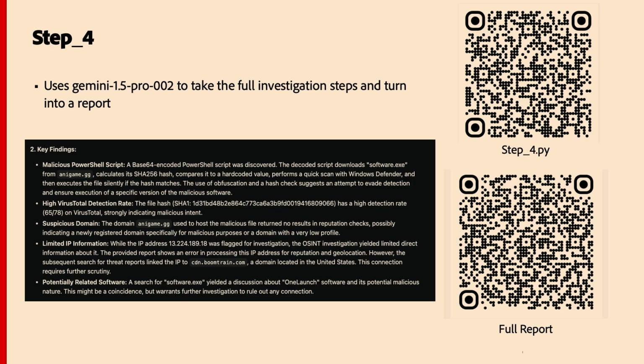So once step 3 has finished, and it's gone through each of those steps of the investigation plan that was created by the agent before it, then we go back to Gemini and we use the 1.5 Pro, which has a context window of 2 million tokens, and we stick the whole entire investigation log inside of one prompt, and then ask for it to summarize it. And from there, we're able to get the key findings.